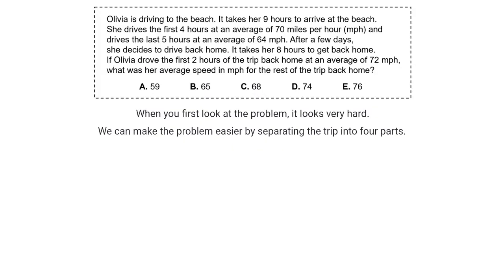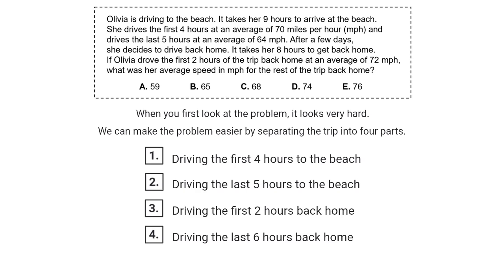So when you initially read this, the problem looks very hard to do, but it's actually pretty manageable if you separate it into parts. So we're going to separate it into 4 different parts of the trip. We're going to cover the first 4 hours to the beach, the last 5 hours getting to the beach, the first 2 hours getting back home, and then the final 6 hours getting back home.